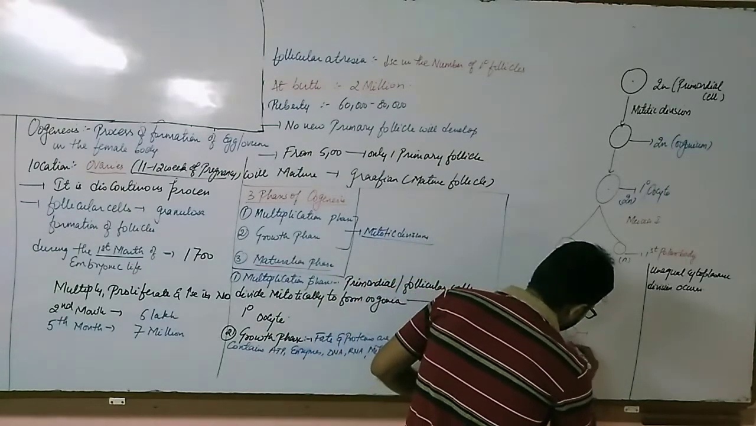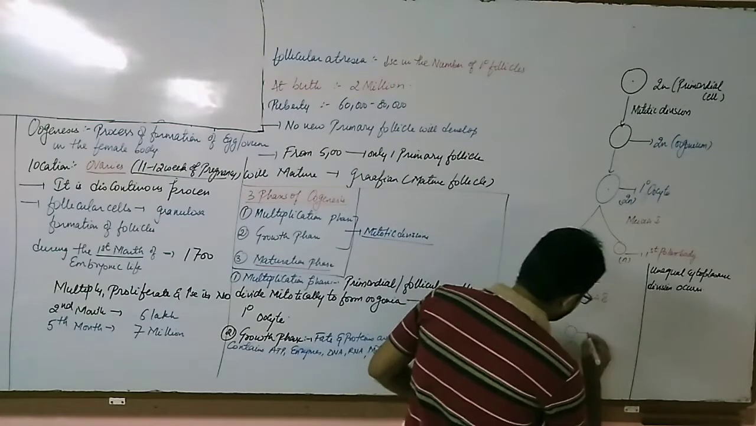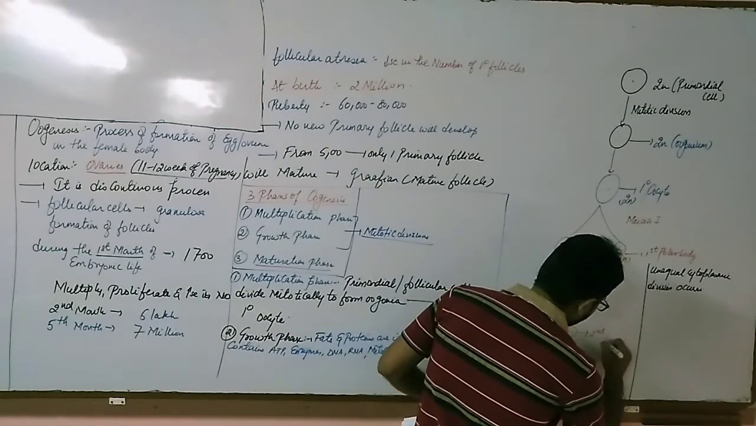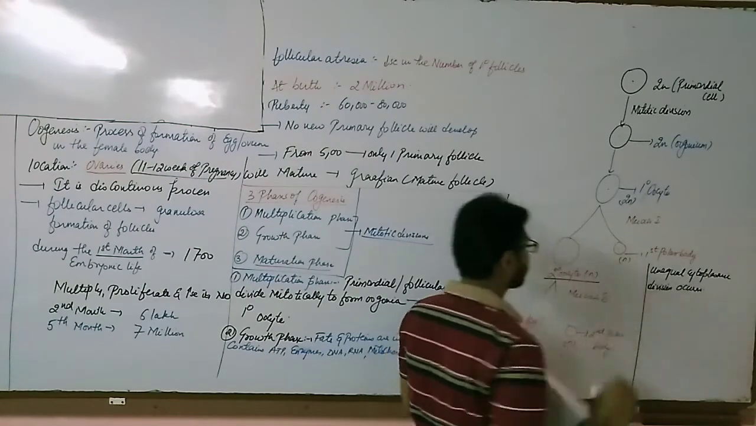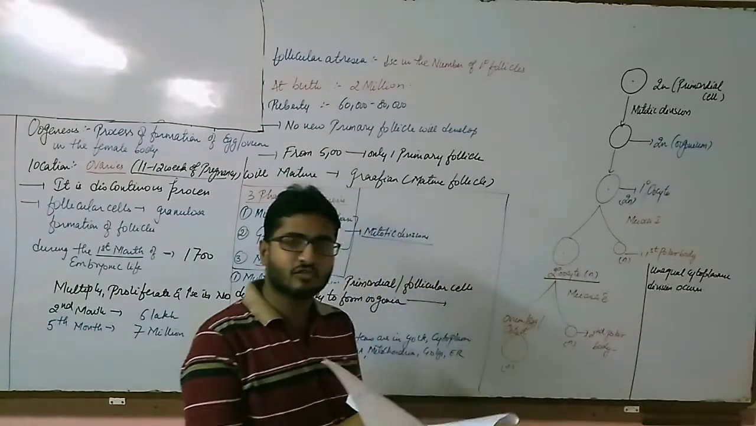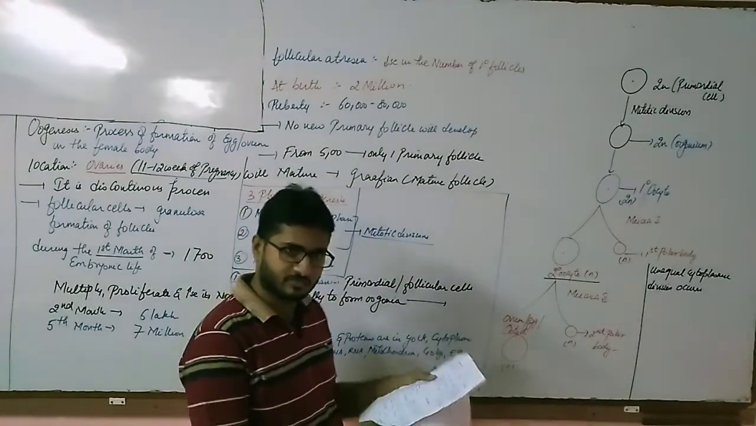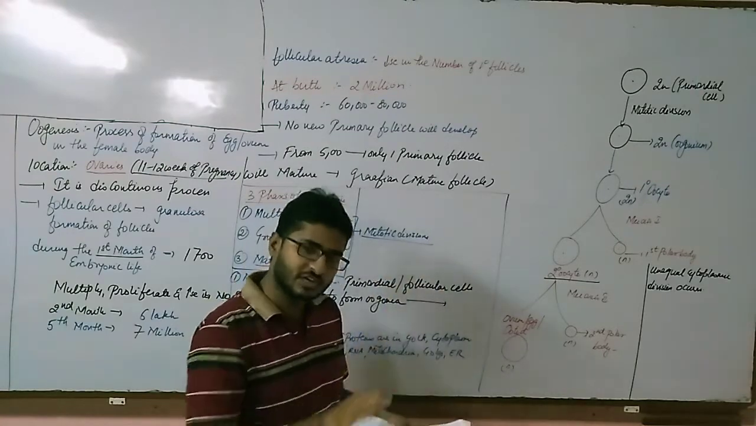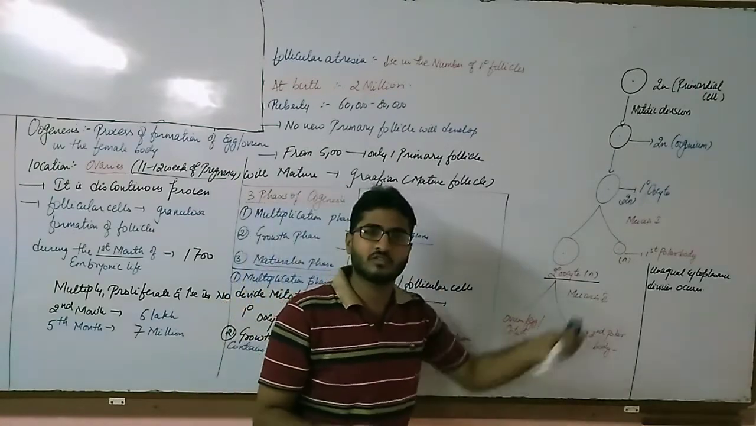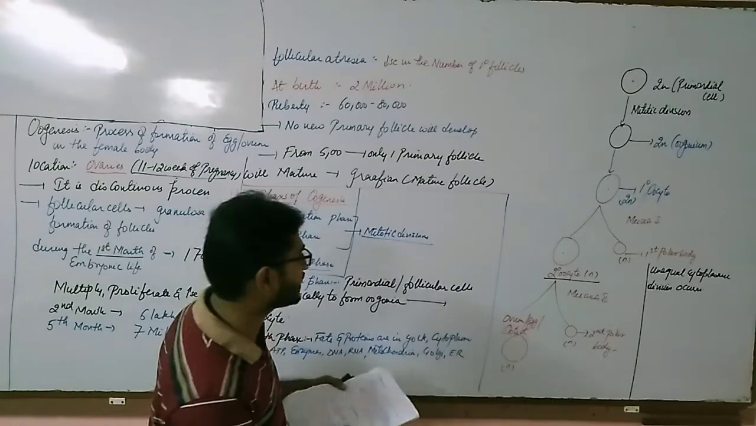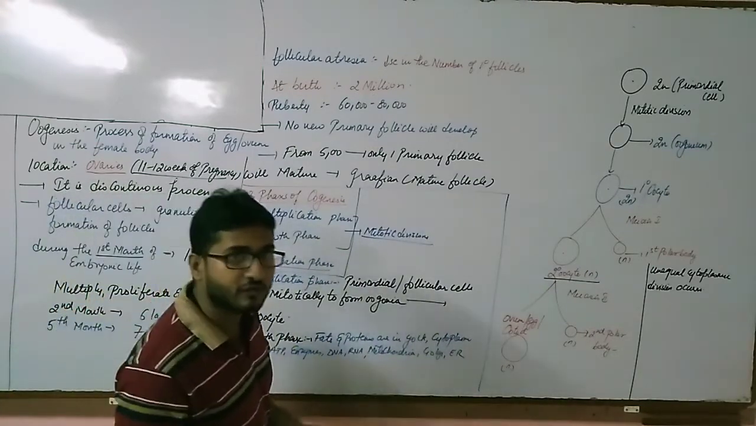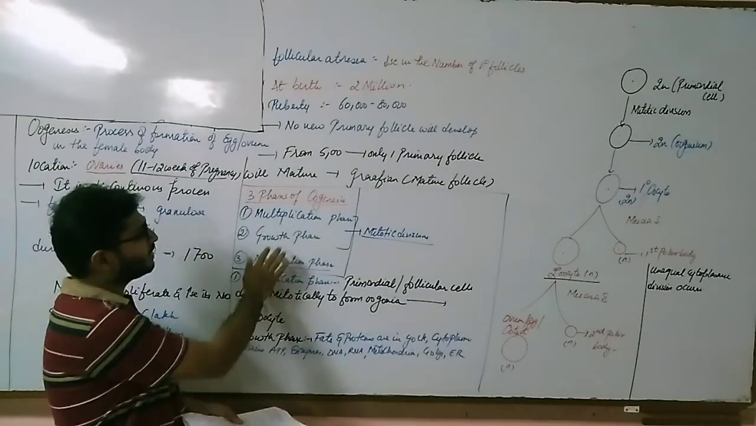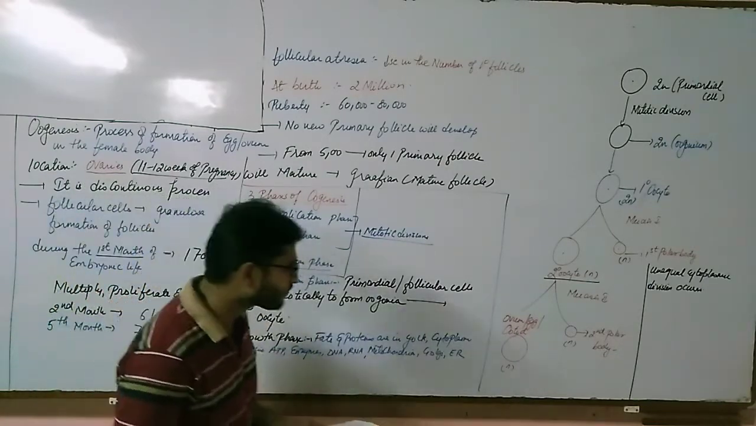So this is again n, this is again n. This is the second polar body. Now this polar body has no significant role in the oogenesis process, so slowly and gradually they degenerate from the female reproductive system. One important thing that we need to know as far as competitive exams are concerned, in the growth phase.